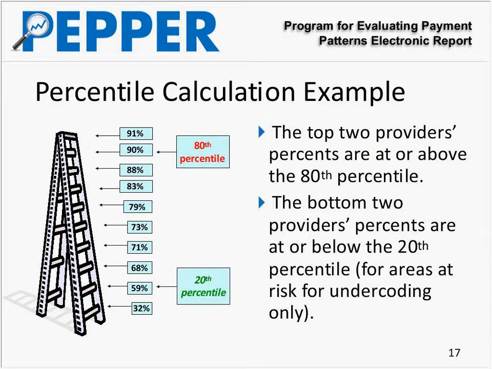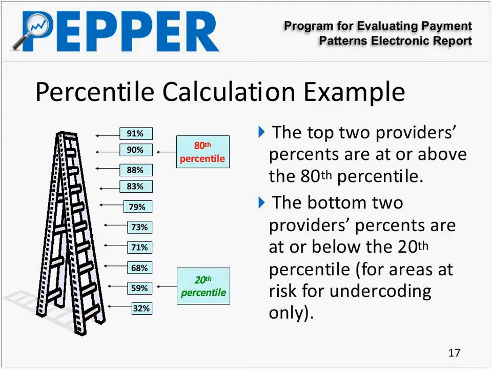When we calculate percentiles in the PEPR, what we do is we take the target area percent for a particular target area for all of the hospitals in the group. So let's just say all the hospitals in the nation, and maybe this is for septicemia. We take those target area percents and we sort them from highest to lowest. As you can see, we have the ladder here. In each rung of the ladder, we have an associated target area percent. We identify the target area percent below which 80% of the other providers fall. And that target area percent is identified as the 80th percentile.